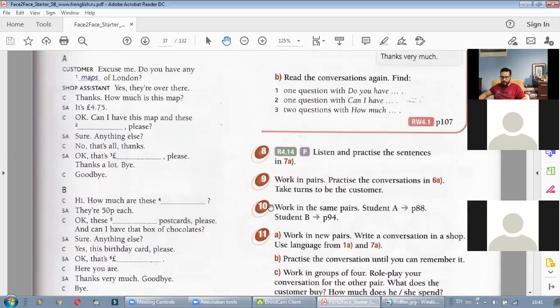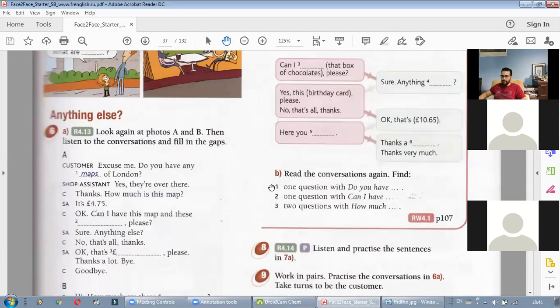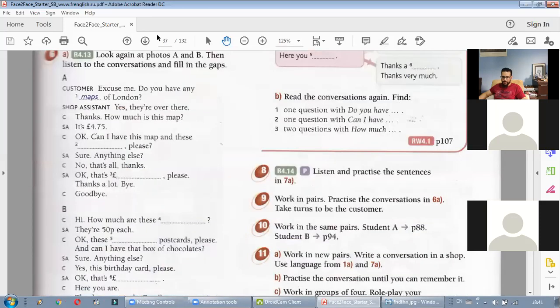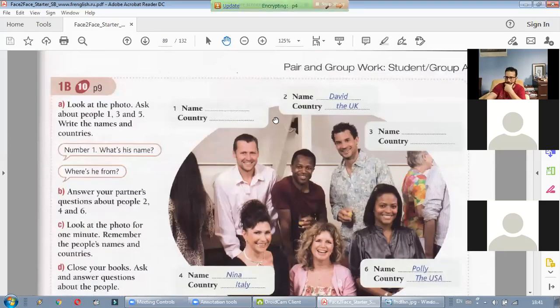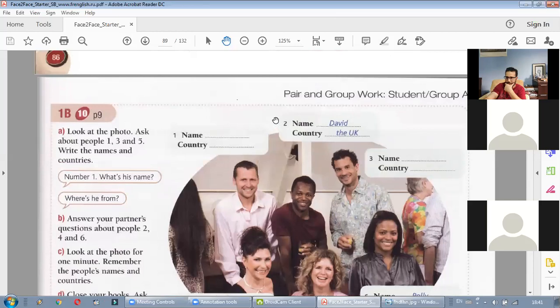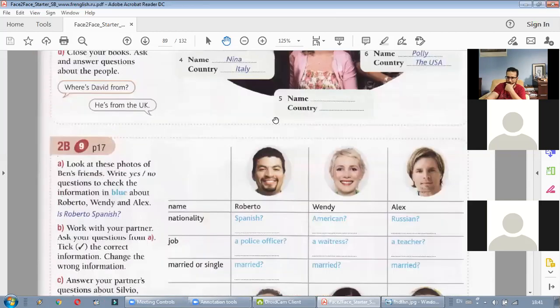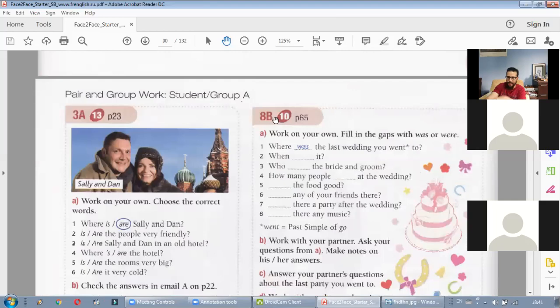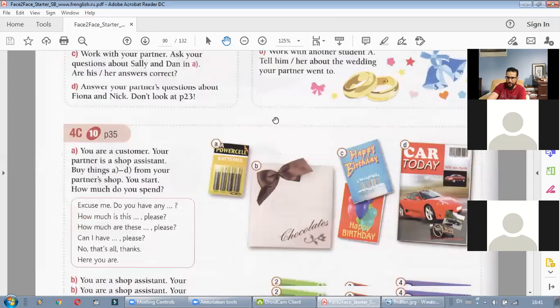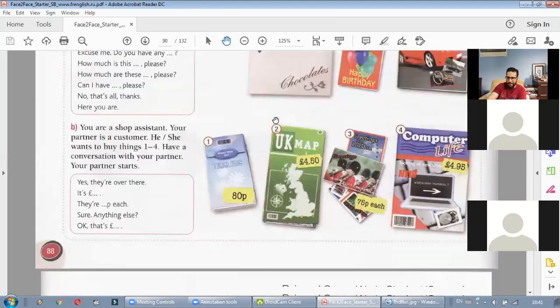Let's see if there's an exercise here. Let's check exercise 10. Okay, let's see this one on page 88, page 94. Maybe there's a new exercise. 88 to 94. This is 86. This is 87. This is 88.